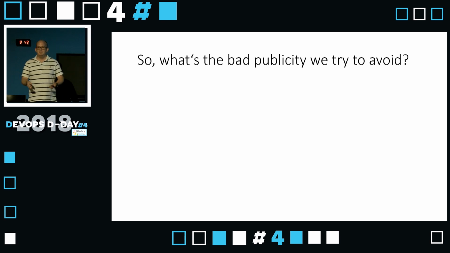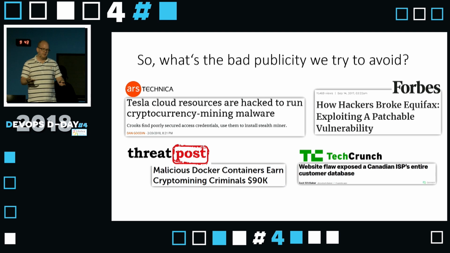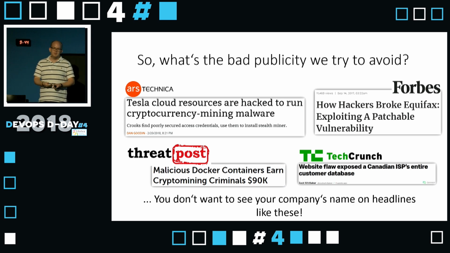Coming back to the title, what is the bad publicity that we would like to avoid? I gathered here some articles from recent online magazines, like, for example, Ars Technica or TechCrunch, or even more business-oriented magazines like Forbes. You can see that in February, beginning of this year, Tesla was hacked, and their resources were abused to do crypto mining. The Equifax hack was also very popular in the US. 100 million social security numbers were stolen from Equifax. In the US, you can do a lot of bad things when you have the social security number of someone. And you do not want to see your company's name in any of these headlines.